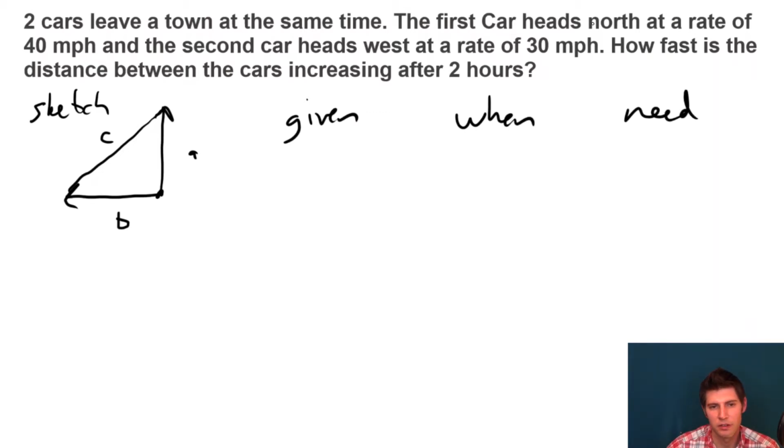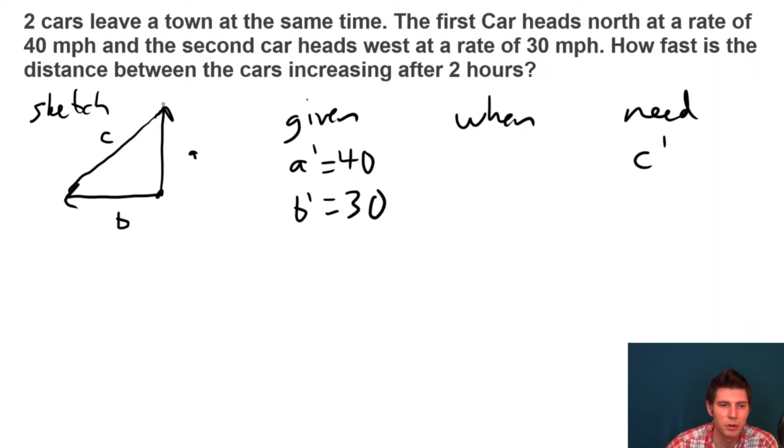So the given, the first car heads north, so we know that A prime, that's the first car heading north, its speed is 40 miles per hour. The second car is heading west, so we know the second car's speed is 30 miles per hour. So the question is, how fast is the distance between the cars? So C prime is the distance between the two cars. So here's our cars cruising. So C prime, this is the cars getting further away from each other in this direction. That's what we're solving for. And then the when, increasing after 2 hours. This is our when. So after 2 hours.